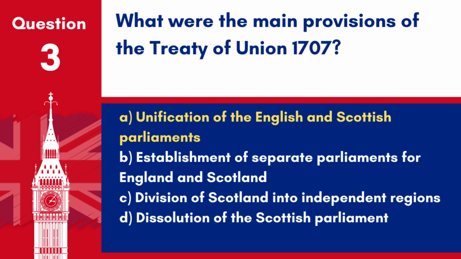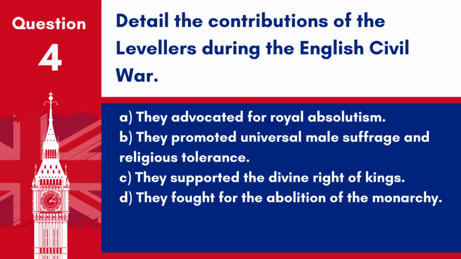Answer: A. Unification of the English and Scottish Parliaments. The Treaty of Union 1707 provided for the unification of the English and Scottish Parliaments, creating the Parliament of Great Britain. Question 4. Detail the contributions of the Levellers during the English Civil War.